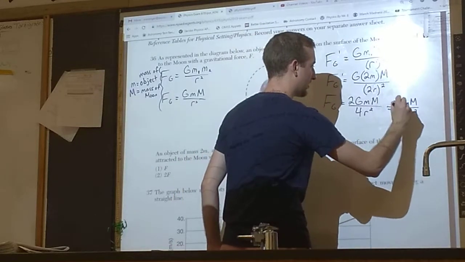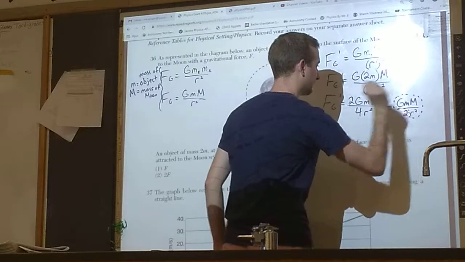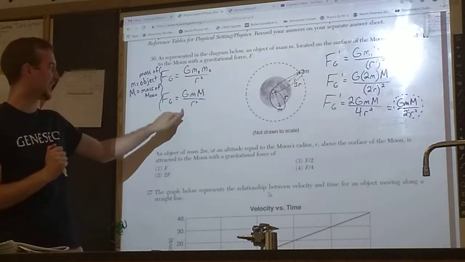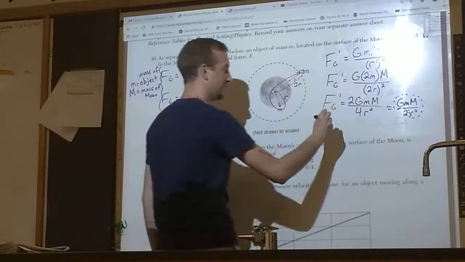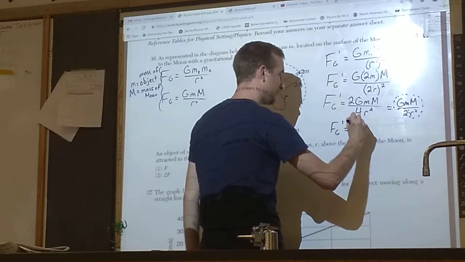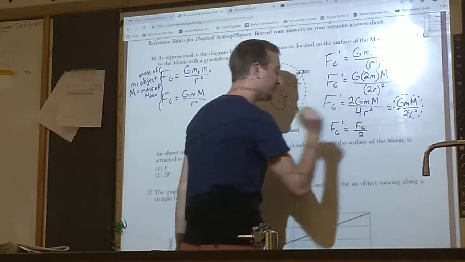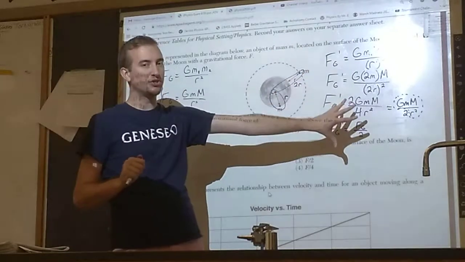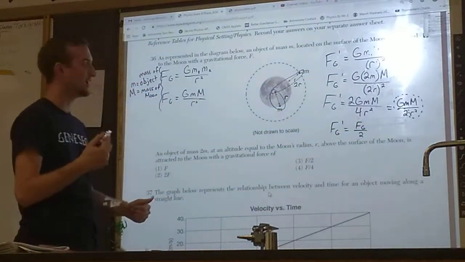Take a look at this chunk right here. Does this look familiar to anyone? G little m big M over r squared. It is exactly the same as this, the original force of gravity. So what I could say is that the new force of gravity is equal to the original force of gravity divided by 2. Okay? This is a way to use algebra and be a little tricky to get an answer.